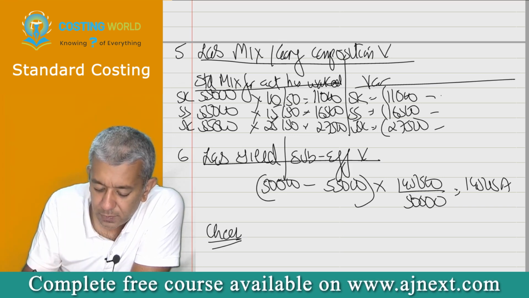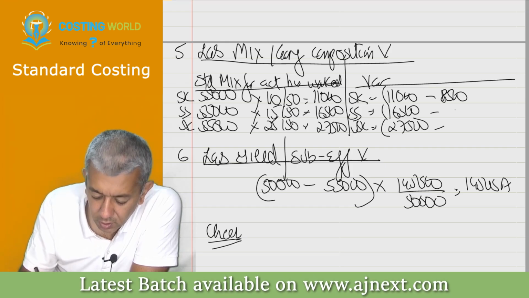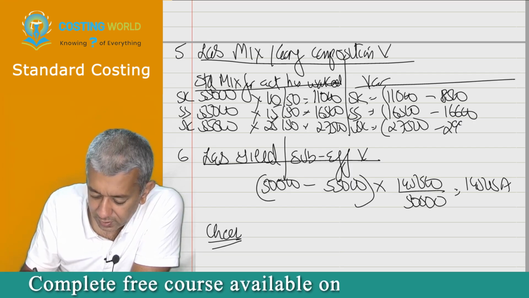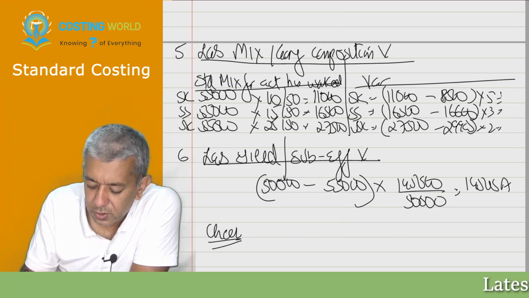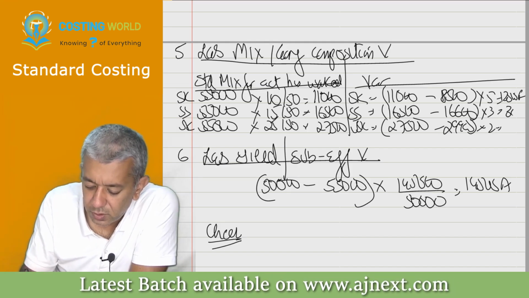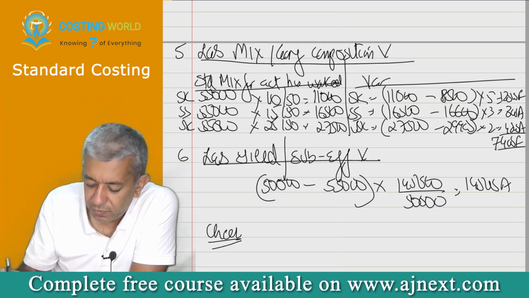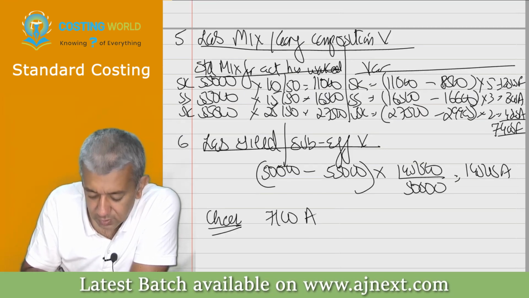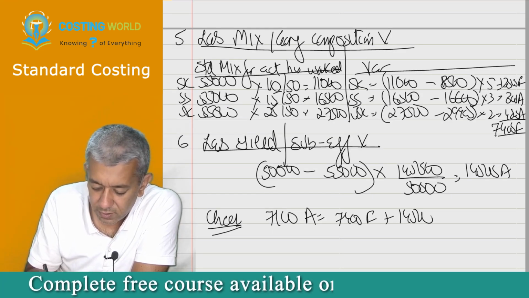What was the actual breakup? 8,500, 16,600, 29,900 into 5, 3, 2. So this is 12,500 favorable. This is 300 adverse, 4,800 adverse. Correct, no? Yes. This comes to how much? 7,400. 7,400 favorable. I guess your fourth variance will tally with 5 plus 6. Yes. 7,100 adverse will be tallying with 7,400 favorable plus 14,500 adverse.